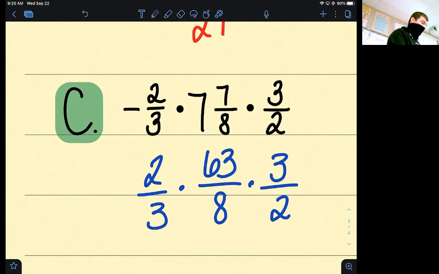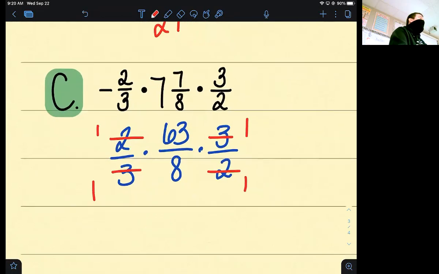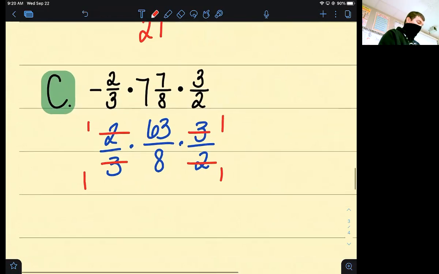Maddie says, what do you see that cancels? 3 and 2 and 2. Well, that's like the whole problem. So does 63 and 8 cancel? No, there's no number that goes into 8 that goes into 63. I would agree with that. Okay, so if nothing cancels, nothing's going to reduce. How many negatives do I have? 1. So the answer is negative.